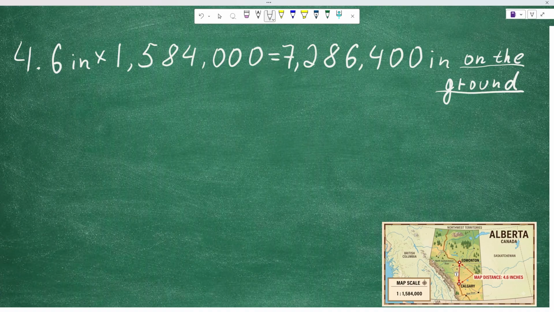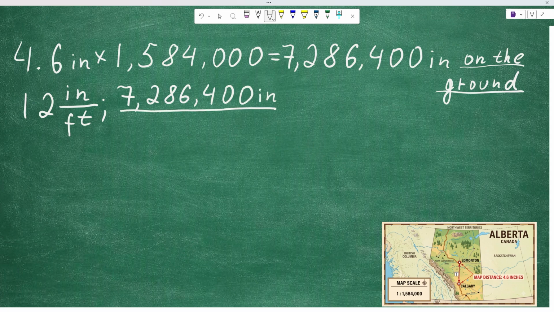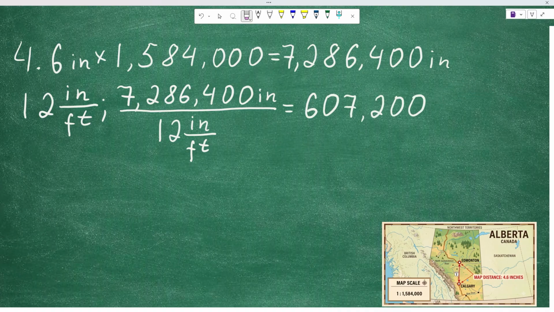There are 12 inches in a foot, and we will write it down as a conversion factor. To convert inches to feet, we divide by this conversion factor, that is by 12 inches per foot. So 7,286,400 inches divided by 12 inches per foot, and we get 607,200 feet. Now let's look at our units. We have inches here and here, so they can cancel out cleanly. We can cancel them out.